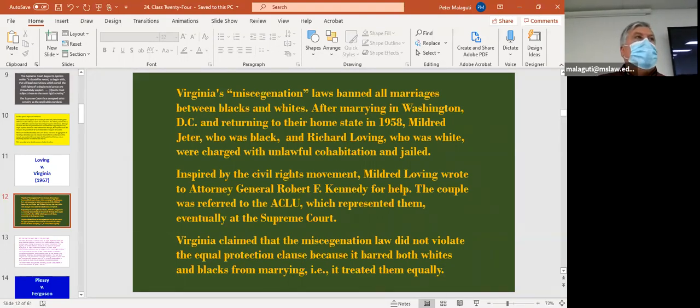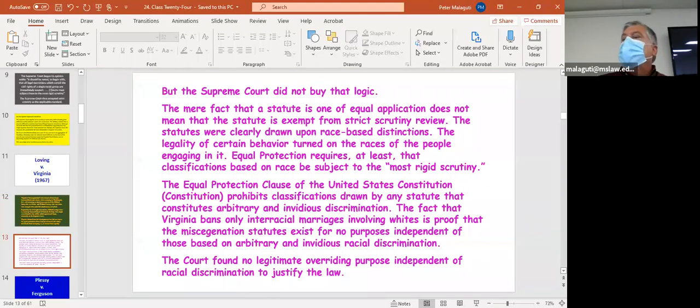So the ACLU represents them. They bring the case, and when they get to the courts, Virginia has a defense that it thinks is pretty solid. The defense is that there's no unequal treatment under the laws, because both of them got arrested. Both the white man and the black woman got arrested. How can you say it's discrimination on the basis of race when it applies to both the white man and the black woman? The Supreme Court did not really buy that argument all that well.